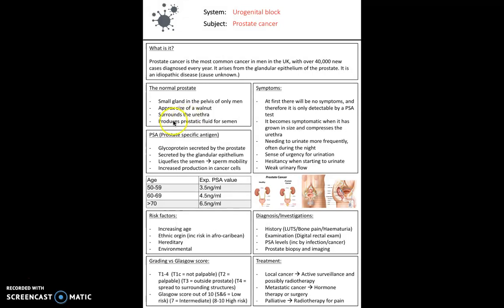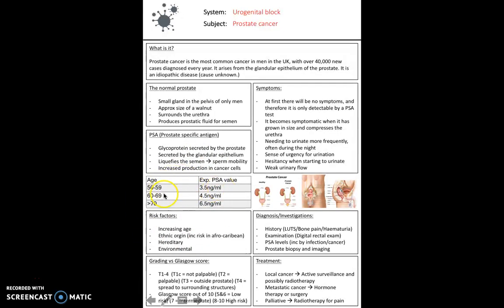It's also important to consider the two normal functions of the prostate. It produces prostatic fluid, which contributes towards semen, and it's good also to be aware of PSA, which is prostate-specific antigen, a glycoprotein made up of amino acids, which is secreted by the glandular epithelium of the prostate. It's there to liquefy the semen and allow sperm to be more mobile. It's a good marker for cancer cells because it's at increased levels when there's cancer present.